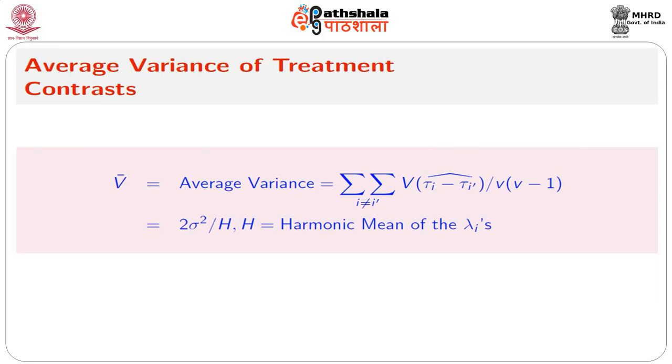And the computation of the average variance of elementary treatment contrasts, the notation is V bar, average variance, that is the formula, and it turns out to have an expression like 2 sigma square over capital H, where capital H is the harmonic mean of the lambdas. This expression was obtained by Kempthorne in the mid-40s. V bar is inversely proportional to the harmonic mean of the lambdas. Lambdas are the positive eigenvalues of the underlying C matrix.